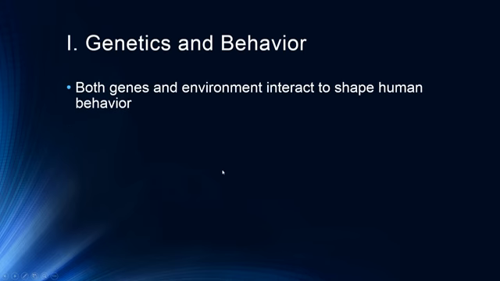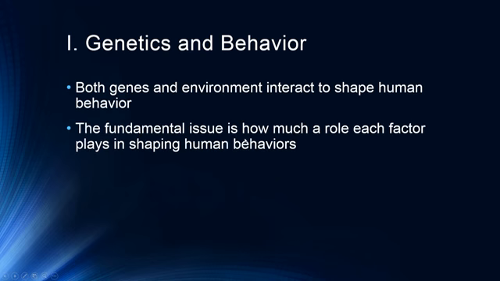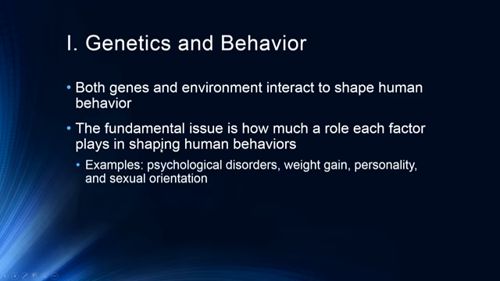So both genes and environment interact to shape human behavior. This is certainly clear. The fundamental issue here is how much of a role each factor plays in shaping human behaviors. So if we're talking about something like intelligence, is it mostly genetic? Is it mostly environment? Is it a gene-environment interaction? And what are the critical environmental factors that interact with genetic factors? These are all very complicated questions.